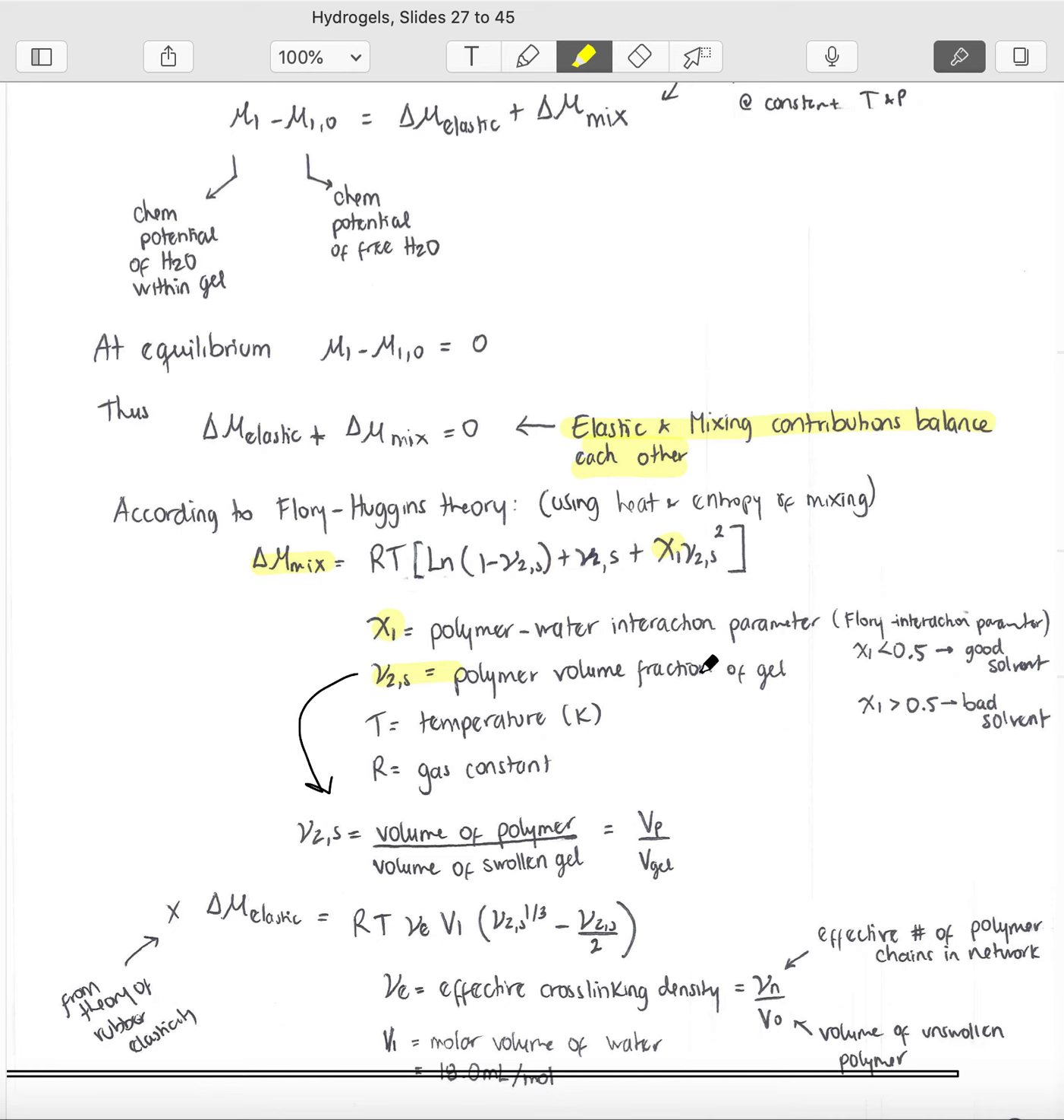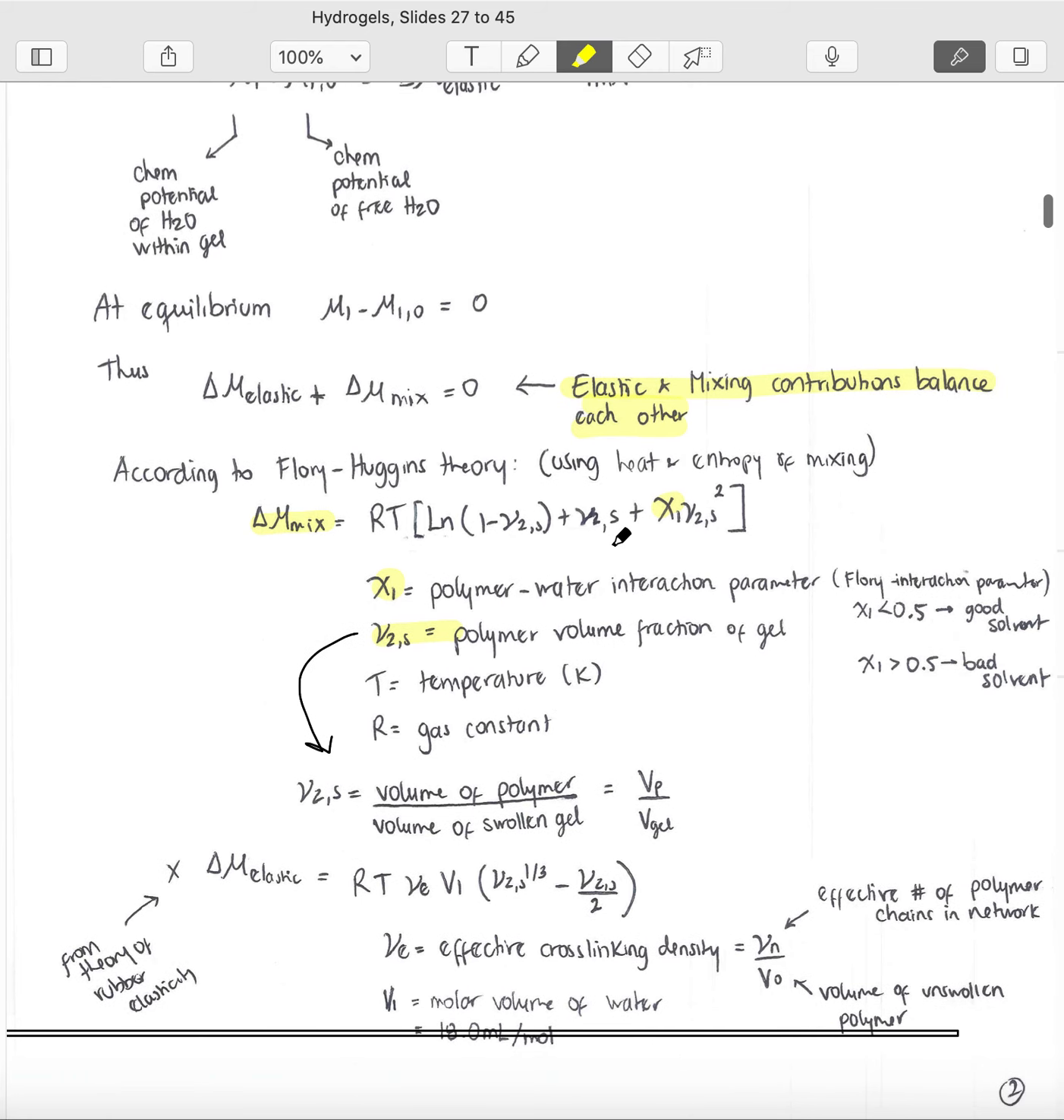Now, I should mention that these equations are typically utilized for hydrogels that are prepared in the absence of another solvent. Basically, all that we have is monomers that are liquid, which are then cross-linked and polymerized into a solid system that can swell in water. So let's just leave it at that for now.